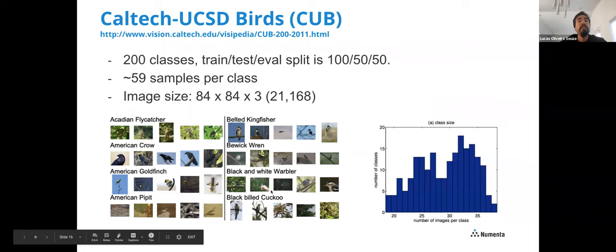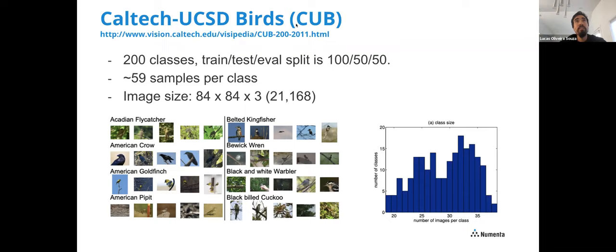Okay. And another one, a bit older, but was used a lot in the past, is the bird data set, the CUB. And these are 200 classes. You have about 59 samples per class. Image size is about the same as the one before. And one thing that's a bit different here than the other data sets is that those are mainly balanced. So you have the same number of samples per class, which makes it for a much easier problem to solve.